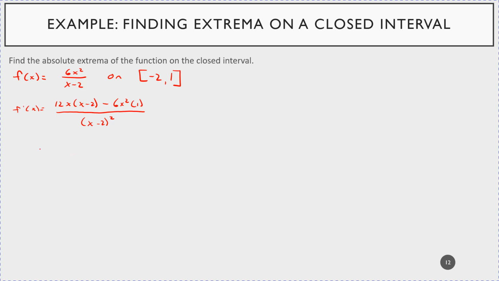So you have to clean this up. So distribute here, you get 12x squared minus 24x minus 6x squared, all over x minus 2 squared. Well, look, 12x squared minus 6x squared, this just gets you 6x squared minus 24x all over x minus 2 squared. So what you're going to have to do here is set this equal to 0 and solve. So this is our derivative.